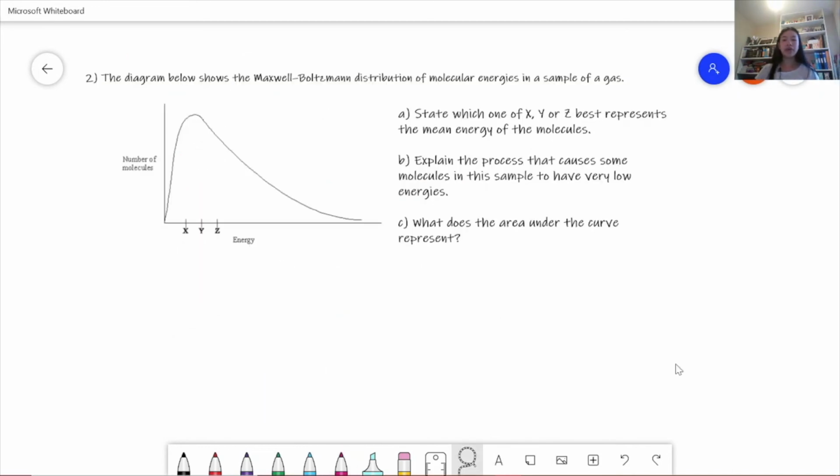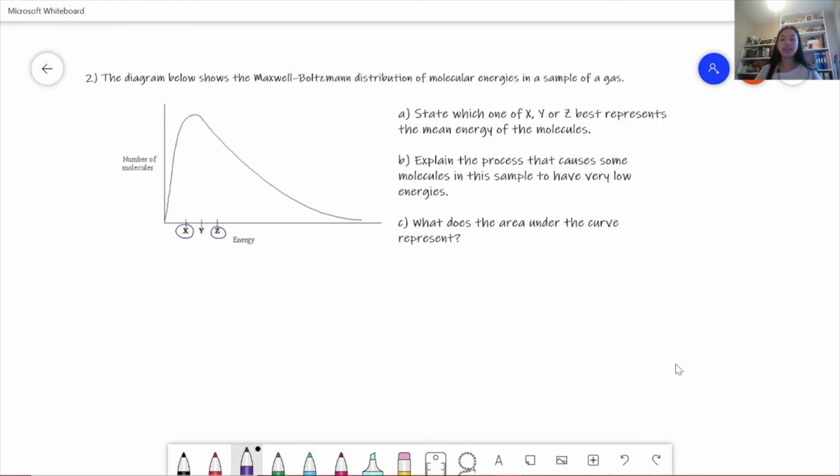So for number 2, well, before I get into it, you can feel free to pause the video and try it out for yourself first. So the diagram below shows the Maxwell-Boltzmann distribution of molecular energies in a sample of gas. For A, state which one of X, Y, or Z best represents the mean energy of the molecules. Well, if we look at X, it's not really telling us anything. It's just at a random energy value, so it's not X.